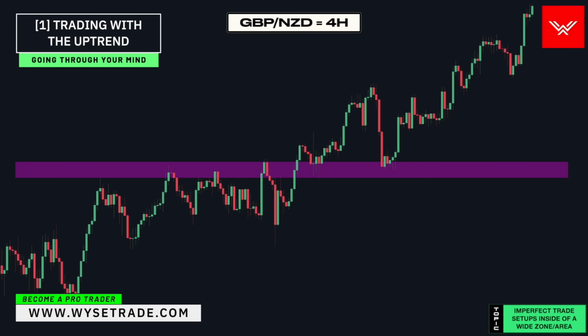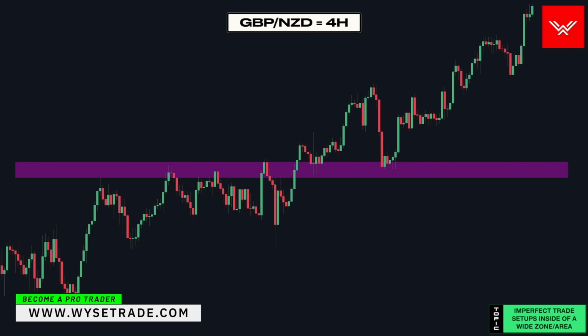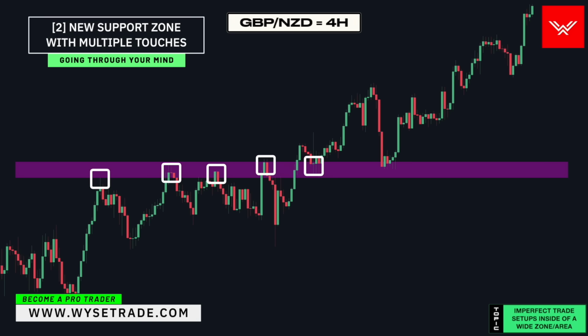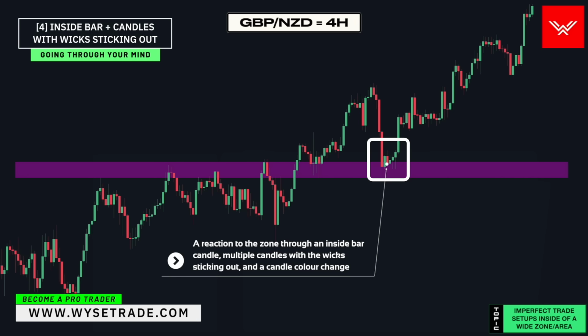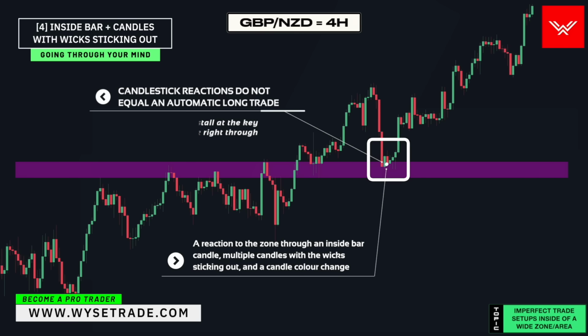1. You are trading with the larger uptrend. 2. New key support zone with multiple touches. 3. Price then enters the zone, and you have an inside bar candle and multiple candles with the wicks sticking out. Now, our reaction does not equal a trade, as price can stall at the support level and still break through and trigger a larger reversal downwards.